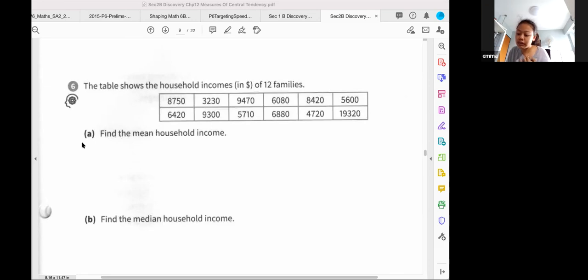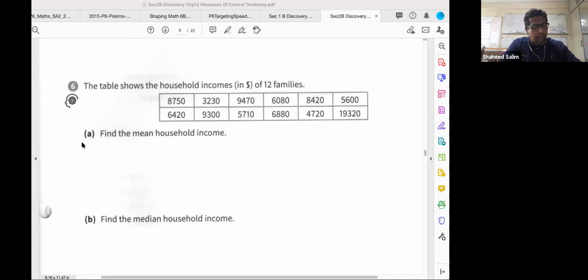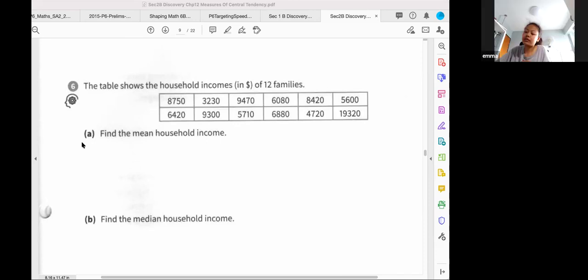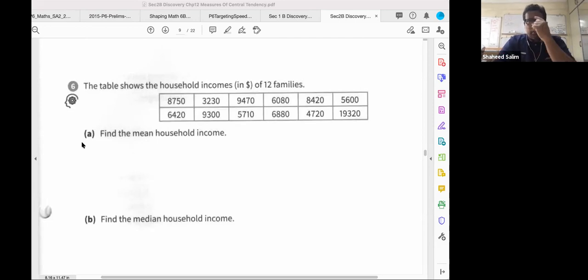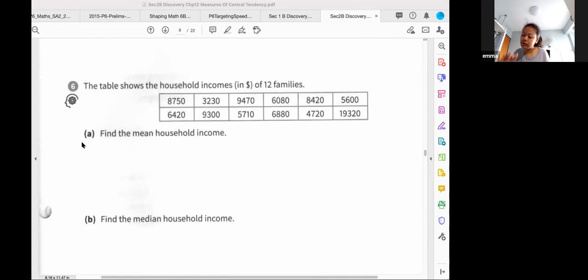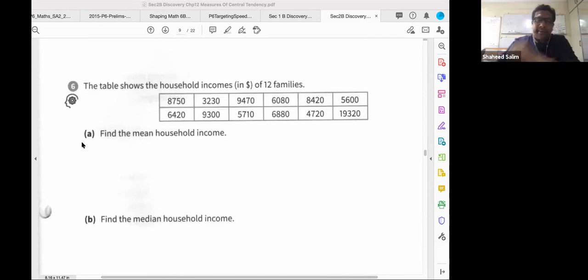A is 7825. Well done. So your total is 93900. Frequency is 12. Well done. So have you rearranged your median? You know what's your median? Not yet. 6650. Well done.